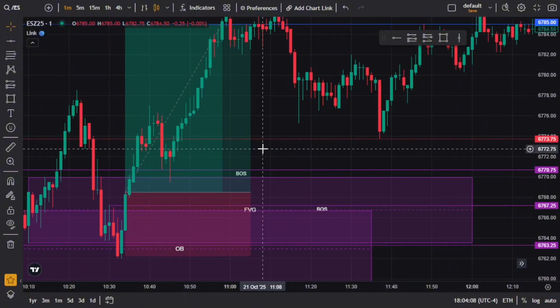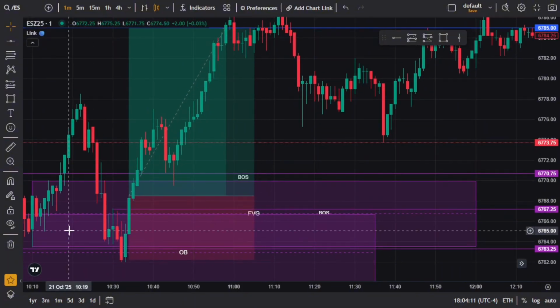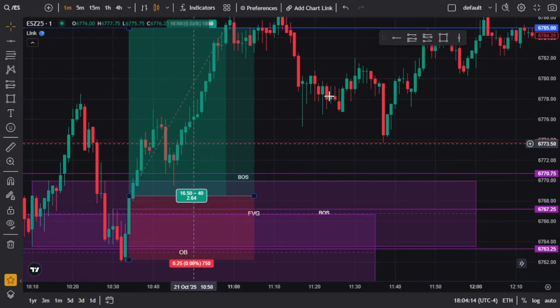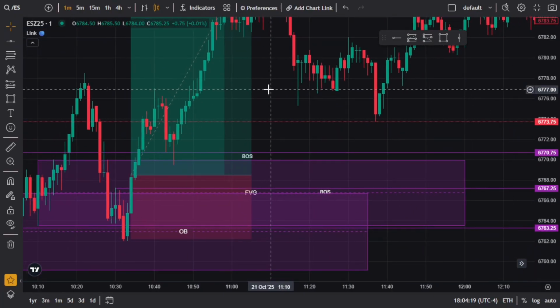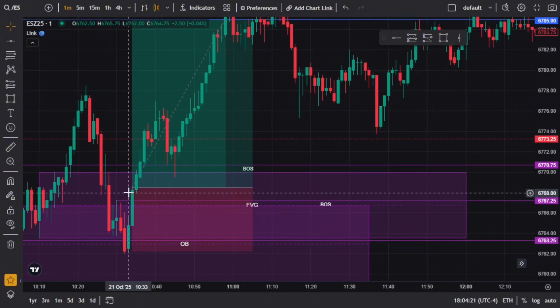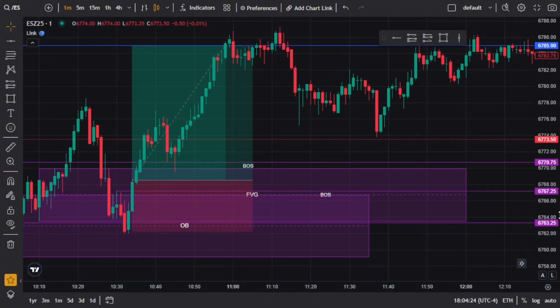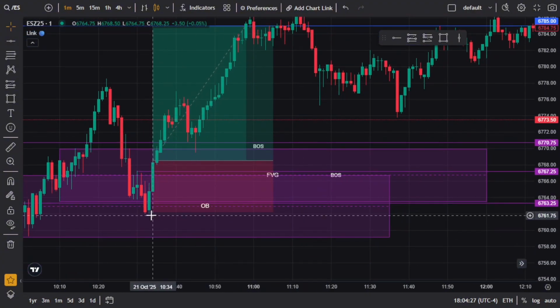After we do that, we're gonna enter, right? And you're like, well, where do I set my take profit and my stop loss? Hold on there, Timothy. Where are we going to set our stop loss? We're going to set our stop loss below previous lows.